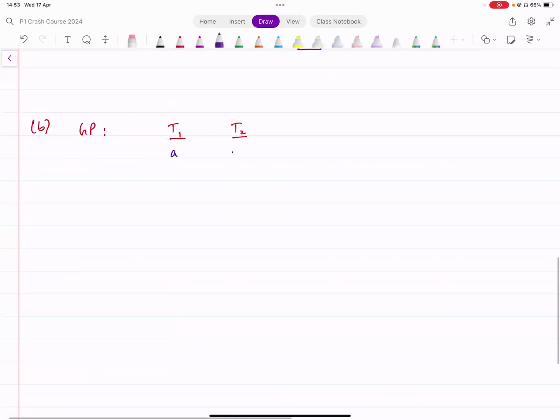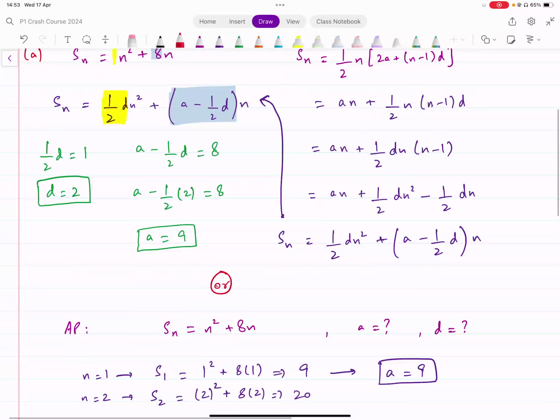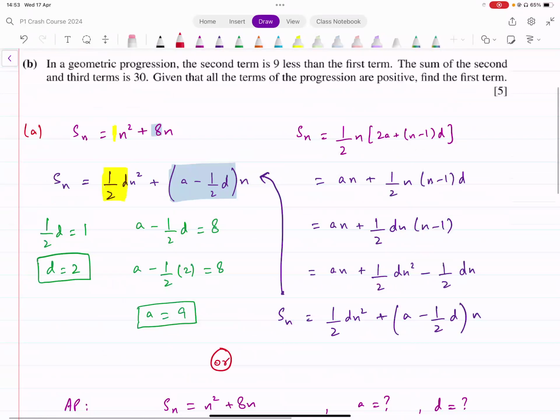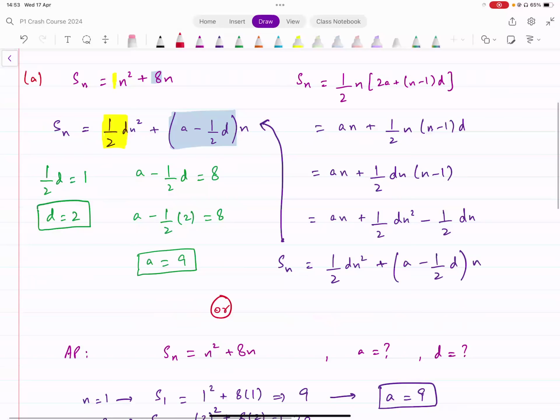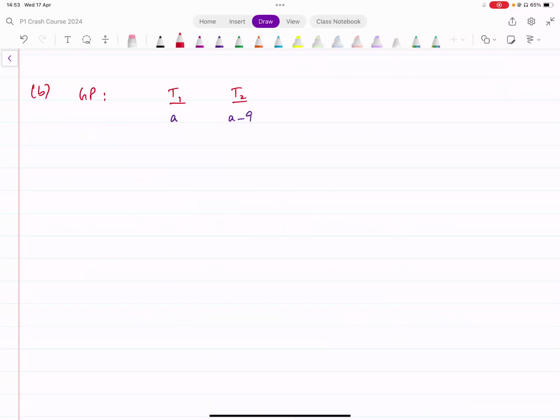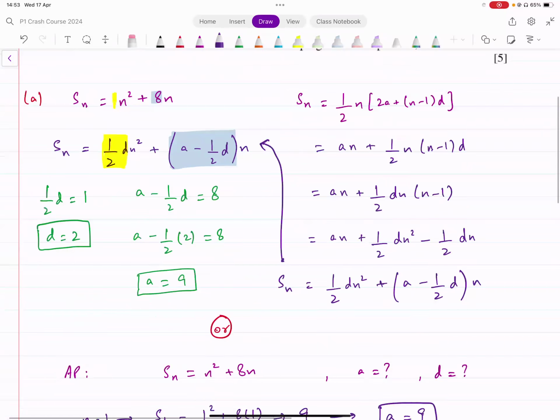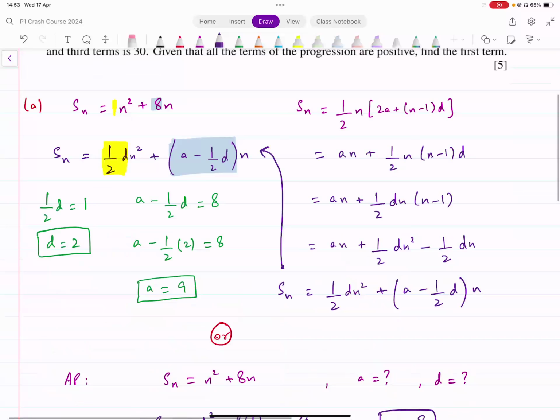So we say the second term is A minus 9. And then they're saying the sum of the second and the third terms is 30. Now, whatever is the third term, they're saying T2 plus T3 is supposed to be equal to 30.